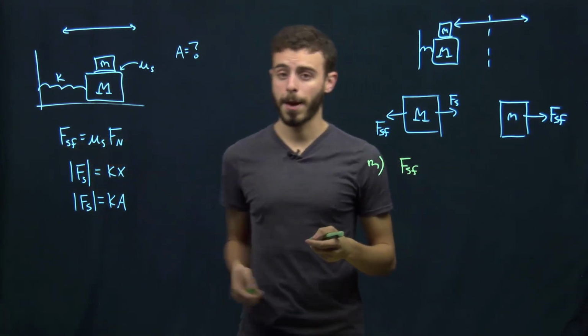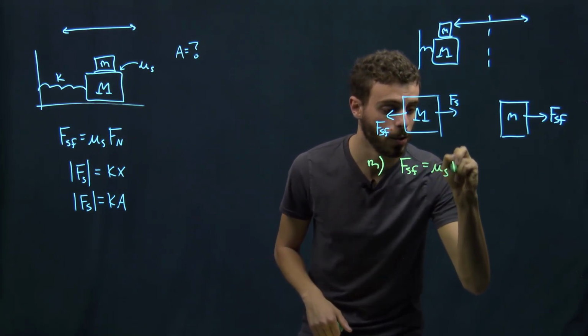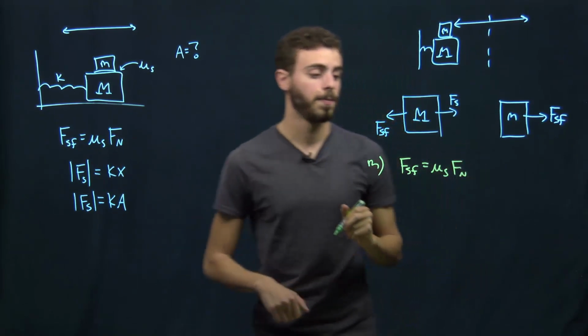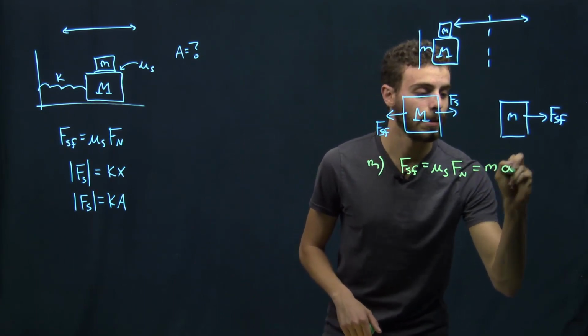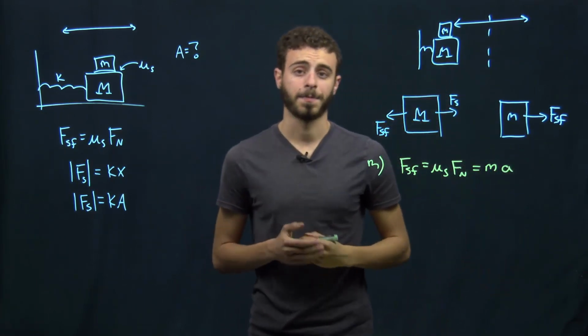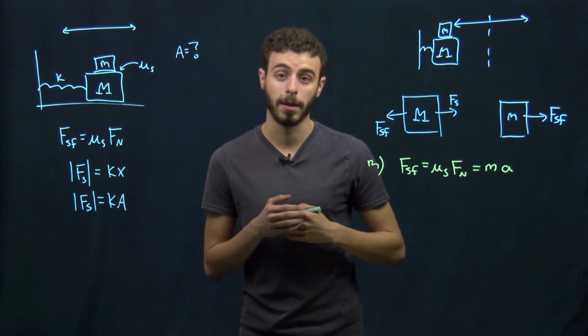And we again know from here we want this to be at its maximum value. So this should be equal to mu s times normal. And then that should be equal to mass times acceleration. So in this case, this acceleration, of course, is the acceleration of block little m.